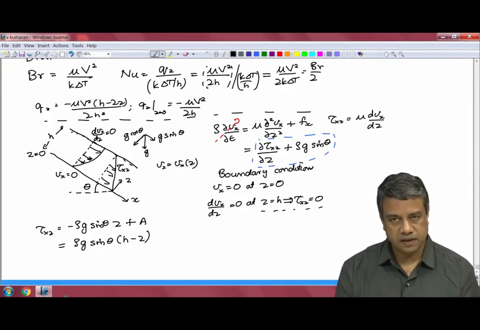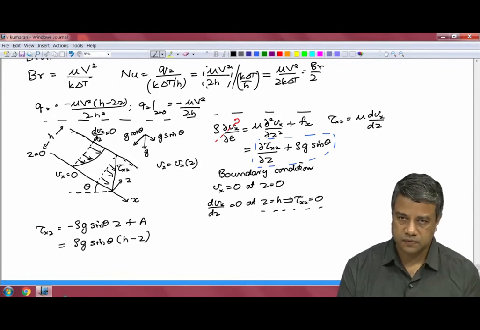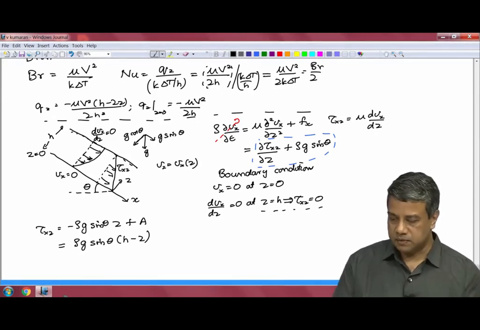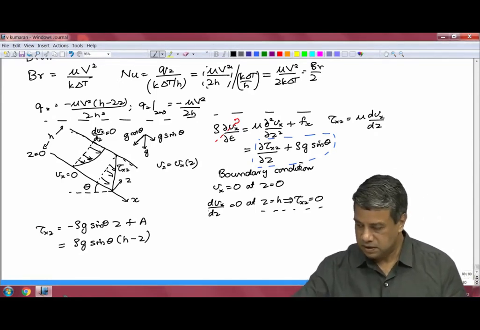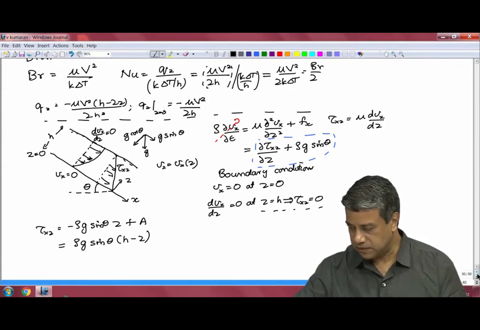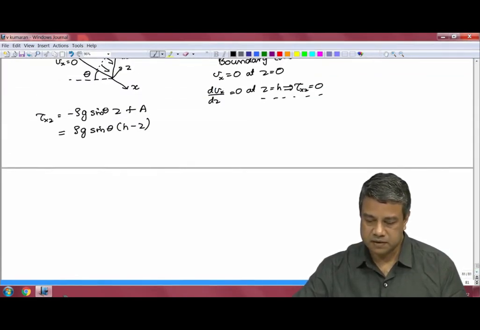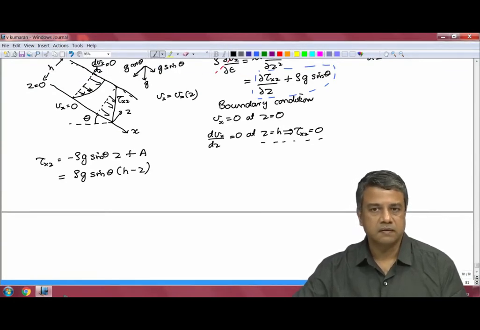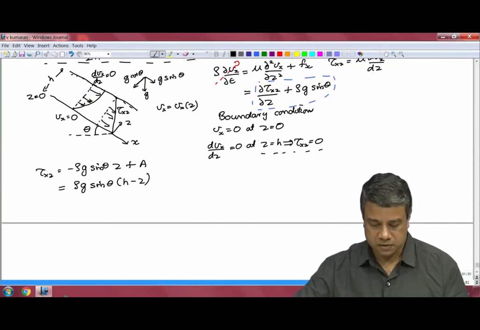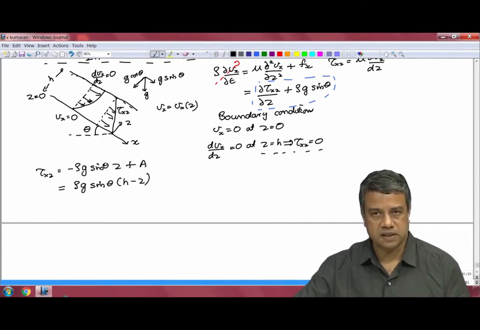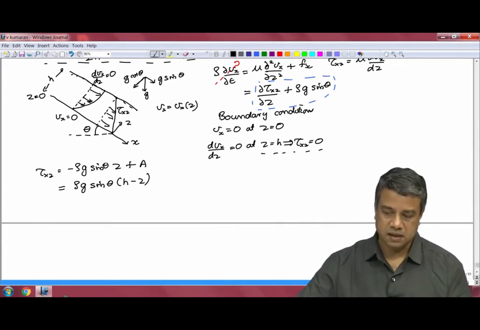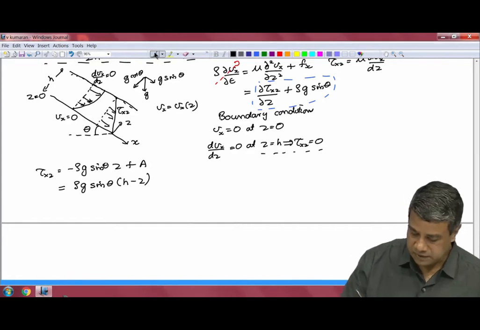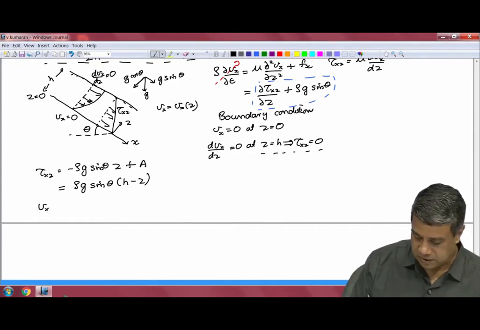And once I have a linear stress, I can then use Newton's law to determine the velocity. So, the stress is a linear profile if the diffusivity is a constant and the source is a constant. If the diffusivity is a constant, the source is a constant and the flow is at steady state, stress is a linear function, and therefore, the velocity will become a quadratic function.